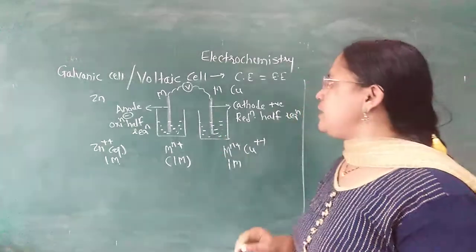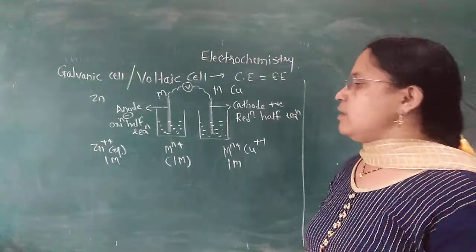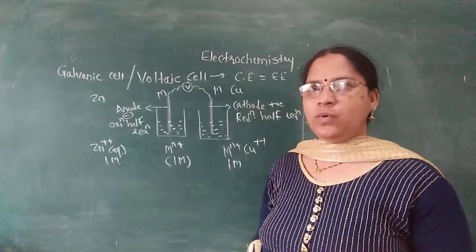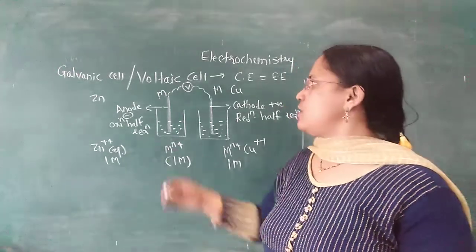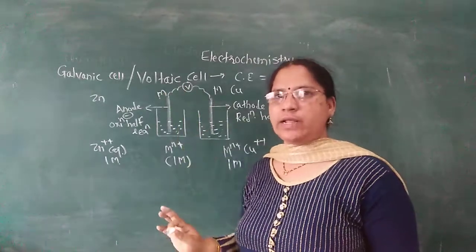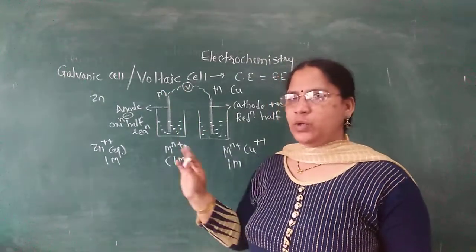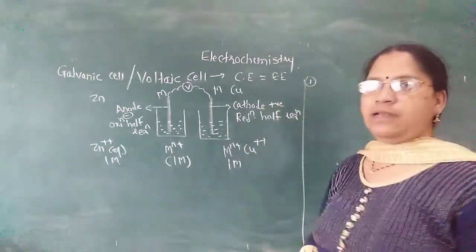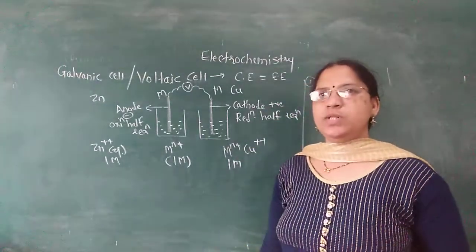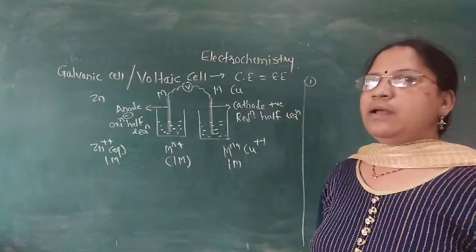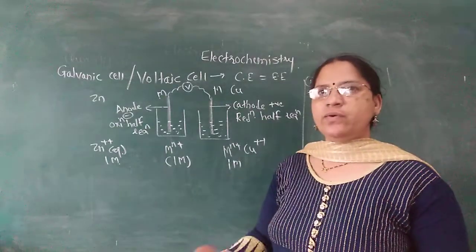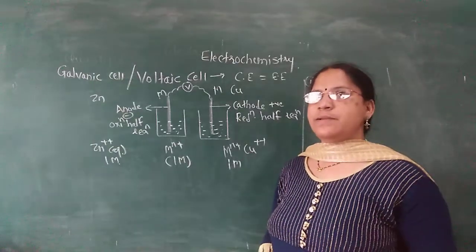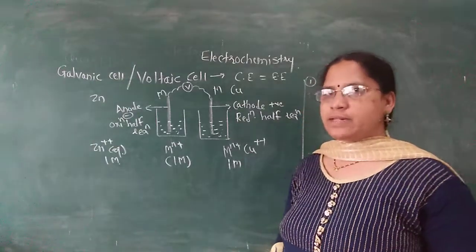Now the concept related to the galvanic or voltaic cell. There are some short notations for representing the galvanic cell or voltaic cell. What is that short notation? That I will explain. While writing the galvanic cell in short notation, several rules are there. What is the first rule? The metal electrodes we have to write at the extreme end of the cell.